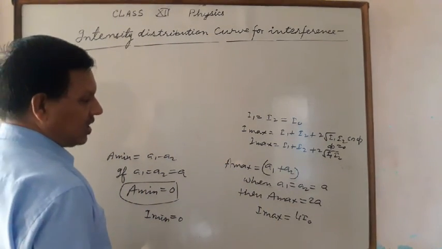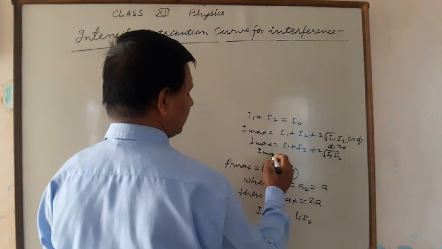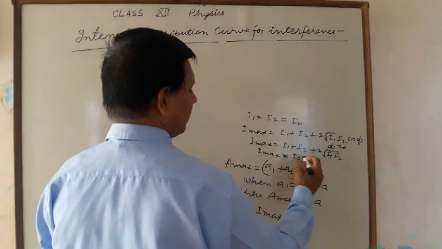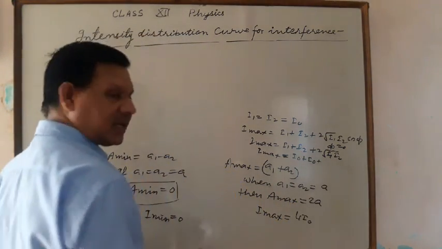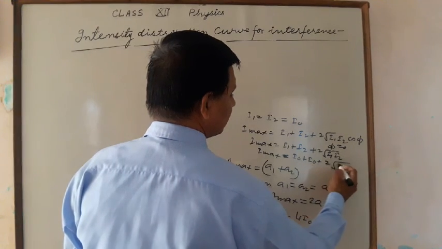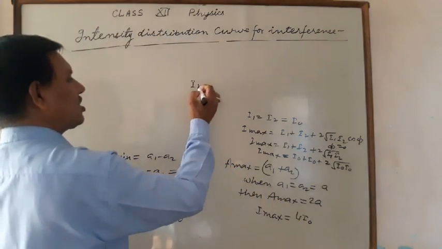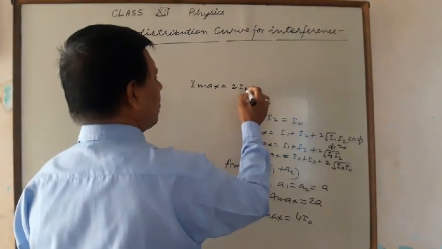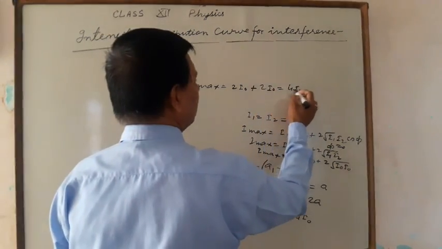And when we write here the value of I1 and I2 same, so we can say that the maximum intensity becomes 2I naught plus 2I naught, that is equal to 4I naught.